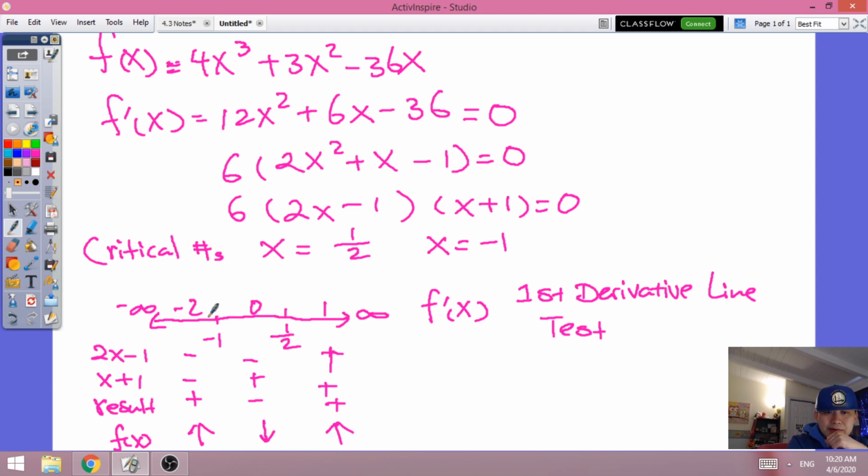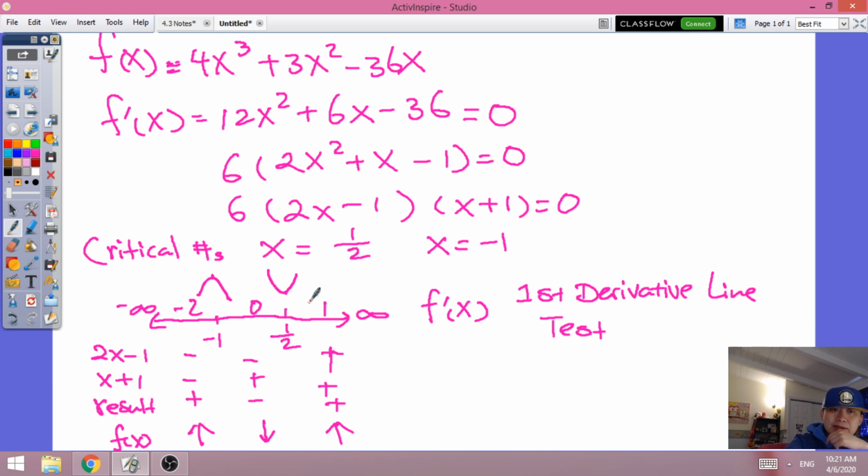So now we do know that around -1, the function is increasing and then decreasing. That means at -1 you will see the local max. And then around 1/2, the function is decreasing and then increasing. So that means at 1/2 you'll see the local min.